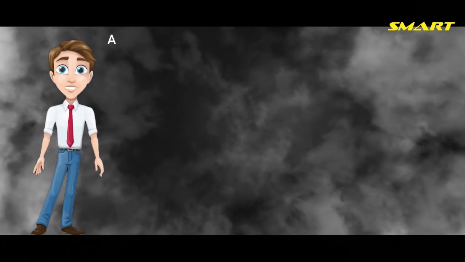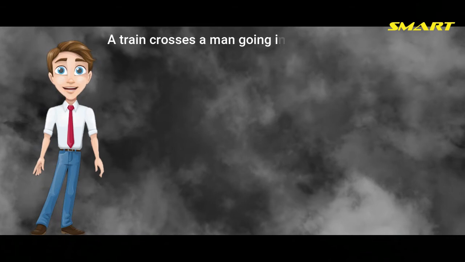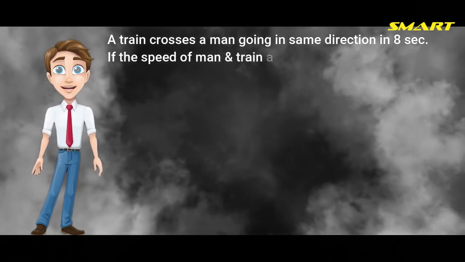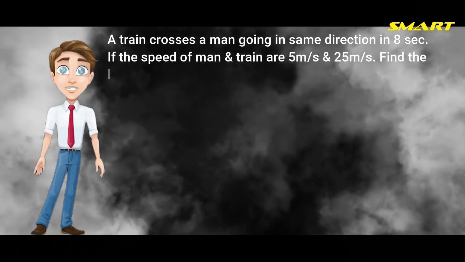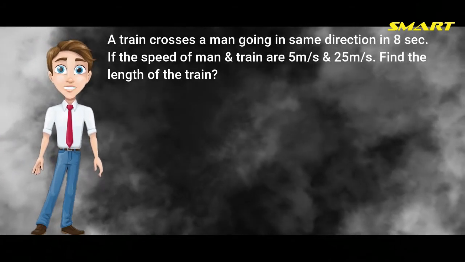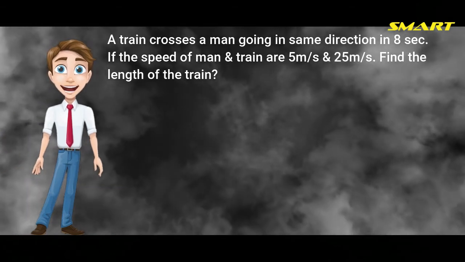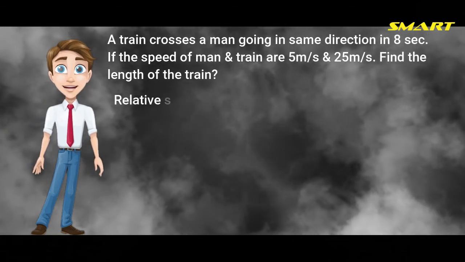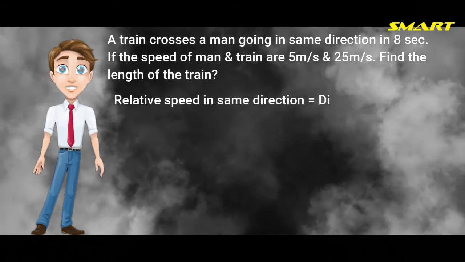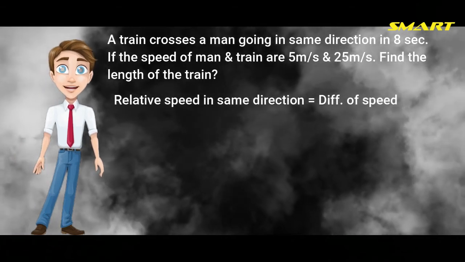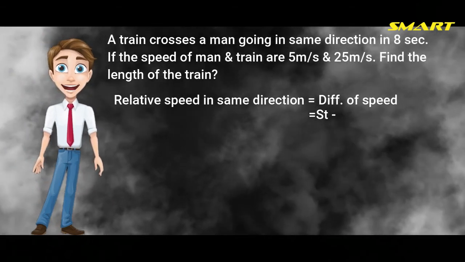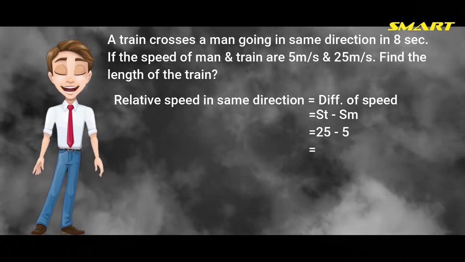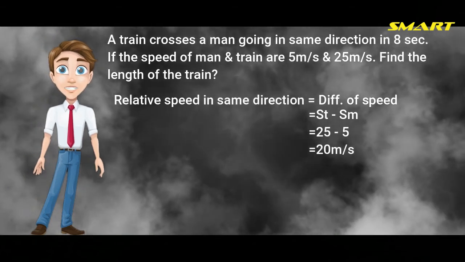First one. A train crosses a man going in the same direction in 8 seconds. If the speed of the man and train are 5 meter per second and 25 meter per second respectively, find the length of the train. Since there is no contact between train and man, here we have to consider relative speed. For finding relative speed in the same direction, we have to find the difference of their speeds. Simply it is speed of train minus speed of man, that is 25 meter per second minus 5 meter per second, and we'll get 20 meter per second as the relative speed.